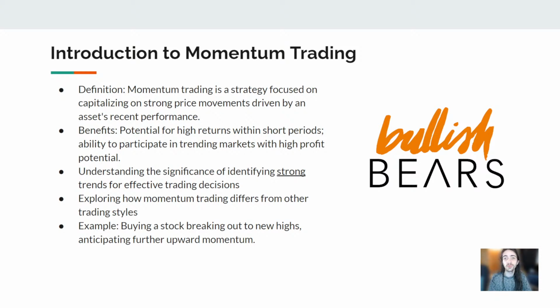But when we break those ranges, it's usually because the stock consolidated long enough to get momentum to move us higher. So exploring how momentum trading differs from other trading styles. An example, again, is buying a stock breaking out to new highs, anticipating further upward momentum. We always want to be trading with the trend, guys. We never want to trade against the trend unless we get that proper confirmation, right? So if I'm trading a stock that's moving higher, I'm going to want to see higher lows being formed, and I'm going to want to see higher highs being formed. Once we start breaking that structure and we start making a lower high, then it's sort of tough to take that trade.